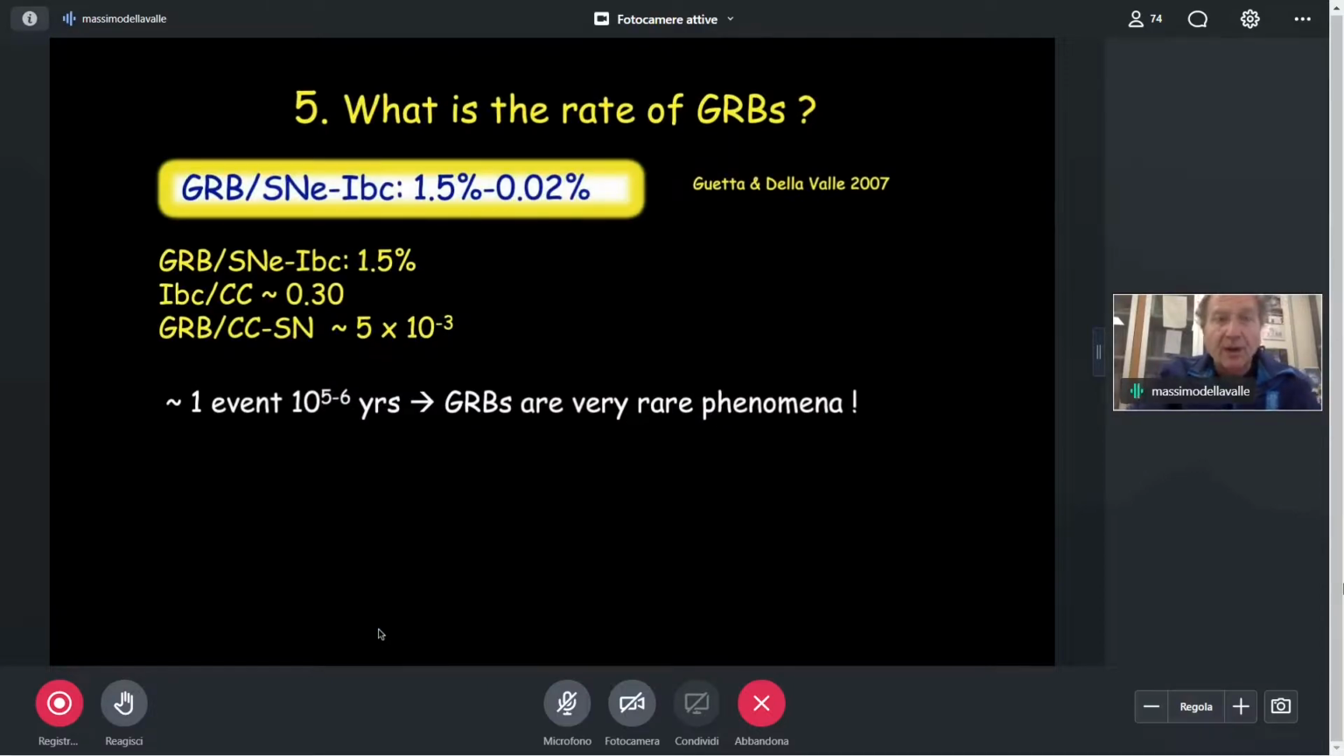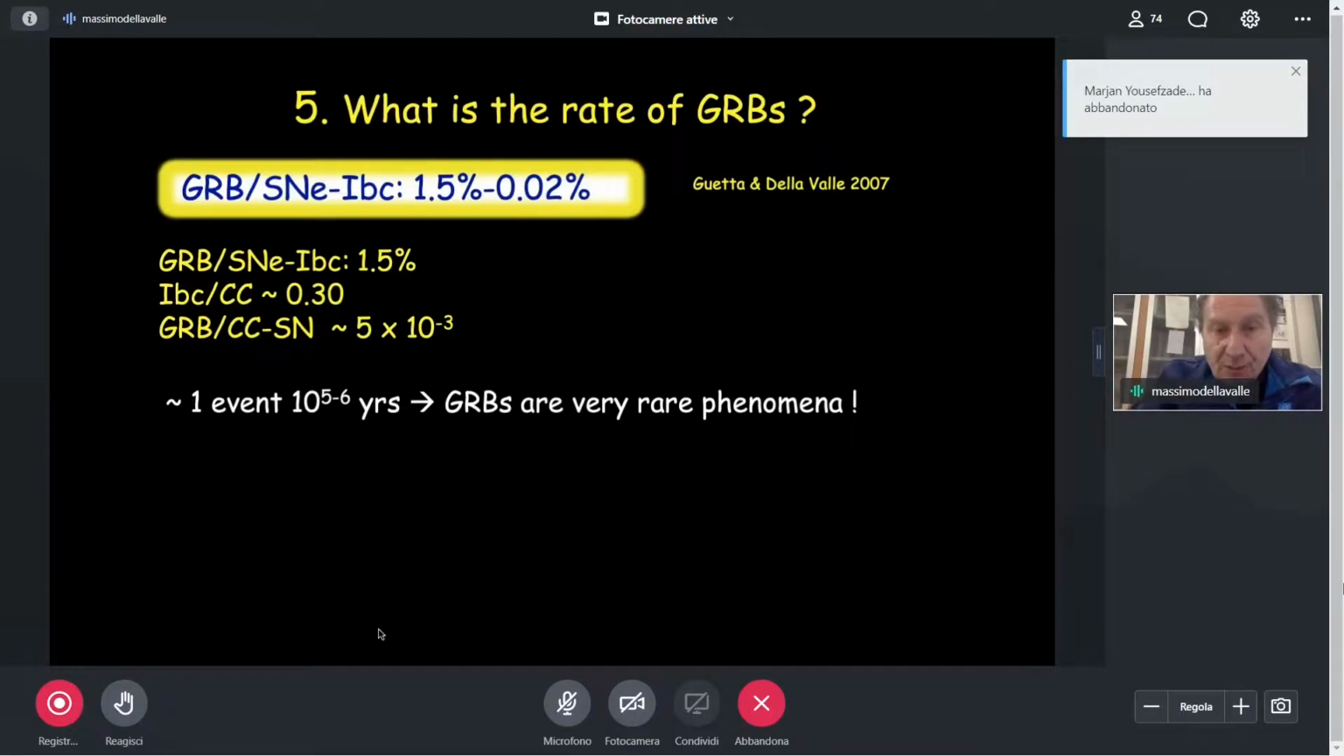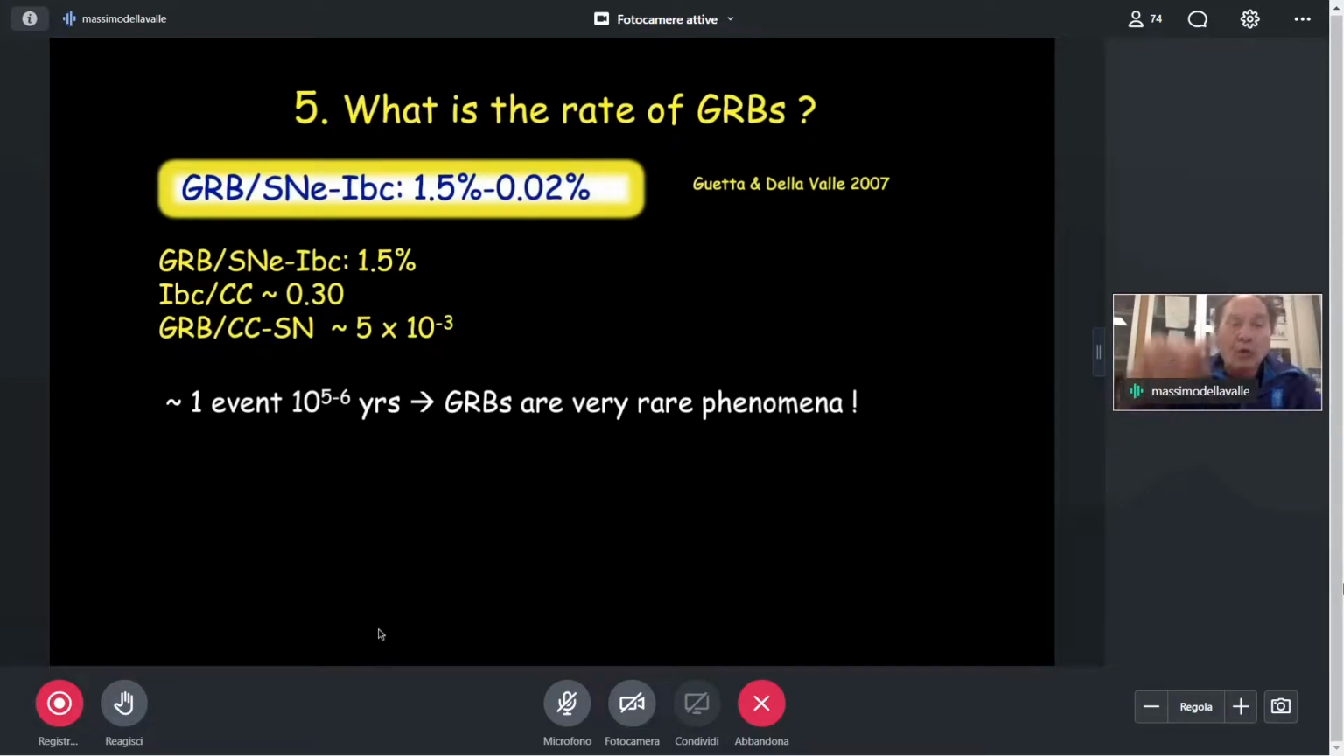So much, much smaller. What is the rate of gamma ray bursts? Well, this is a pretty small number, not larger than 1.5% of the whole family of type Ibc supernovae. And when you consider that Ibc supernovae are only 30% of the family of core collapse, you find the rate between gamma ray bursts and core collapse is of the order of 10 to the minus 3, which corresponds to one event every 100,000 to a million years in a galaxy like the Milky Way. So they are very rare phenomena.